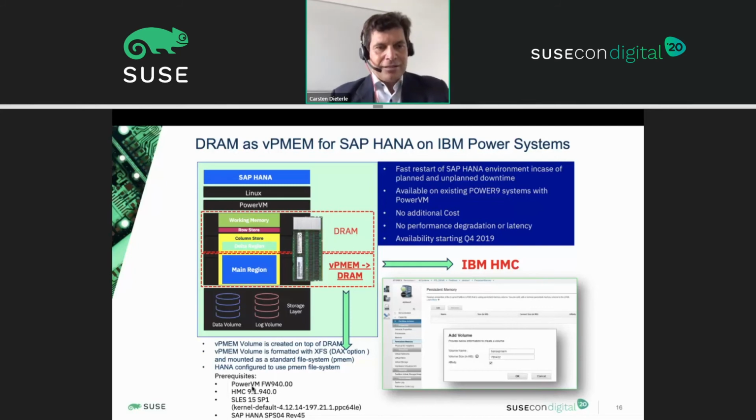You need for that PowerVM firmware version 940, and as well on the HMC you need to provide the required configuration sheets. You need the 940 version, and with that it's available.